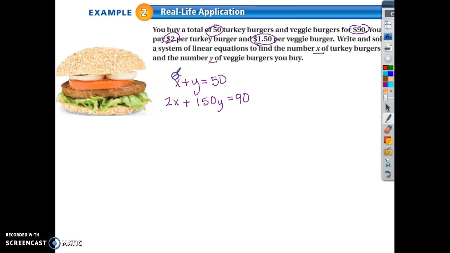I'm going to go ahead and choose to isolate this first x. I want that x to be by itself on the left-hand side. So all I'm going to do is subtract the y from both sides of my equation. In doing so, I now have x is equal to 50 minus y. And now I can go ahead and take this x value, that 50 minus y, and replace it for x in my second equation. I'll let you go ahead and take a minute to pause the video and try doing this on your own.